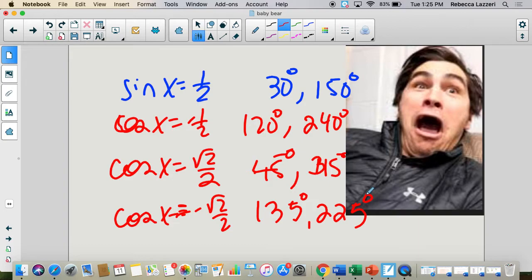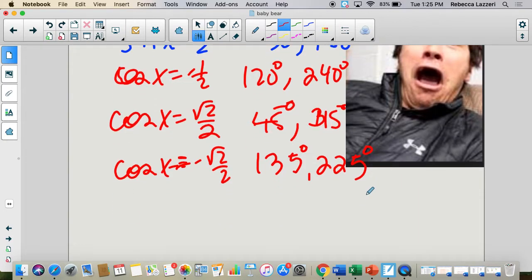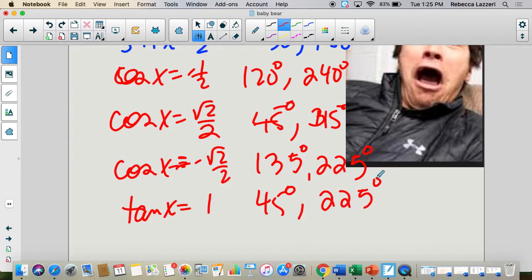All right, tangent's 1. Think of all the ones you can from 0 to 360. 45? Almost. Not 135. 315. I'll take 250. Isn't it in the third quadrant? 225? Yeah. Think really hard.